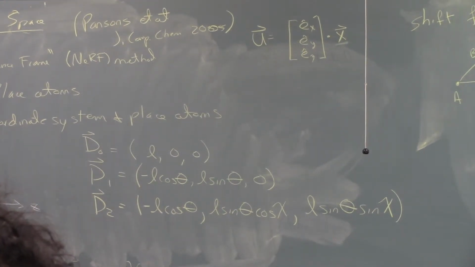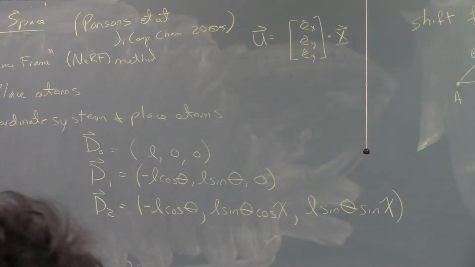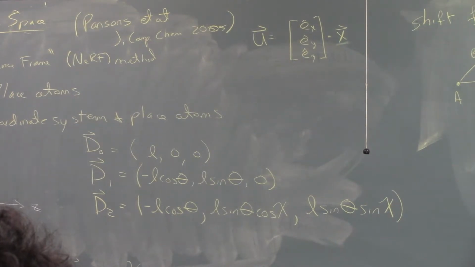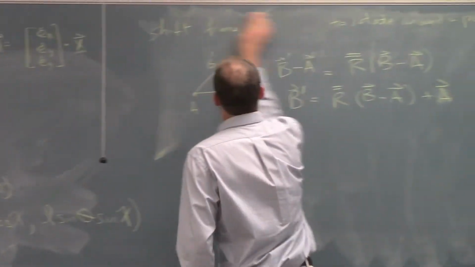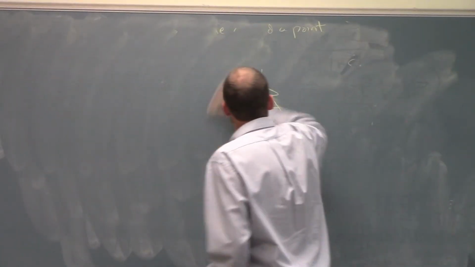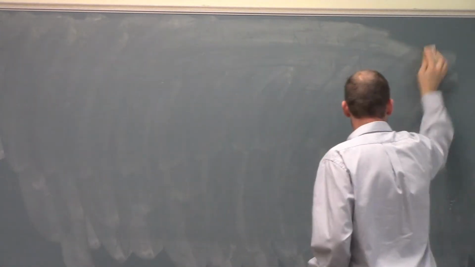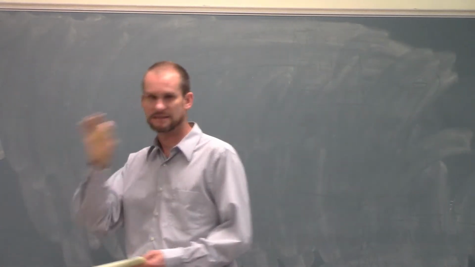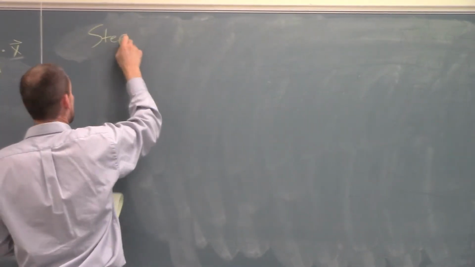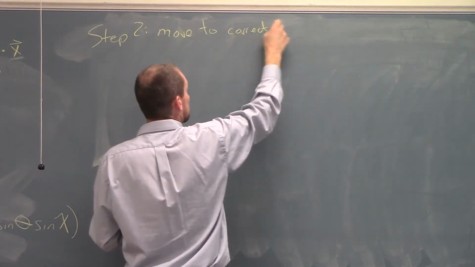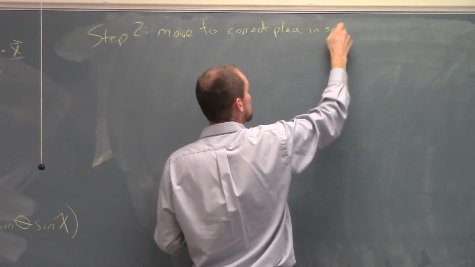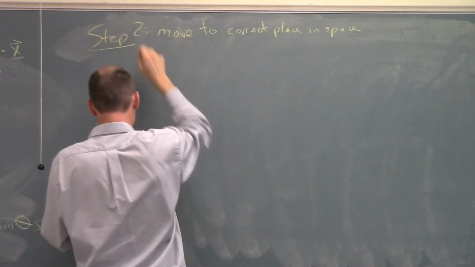Okay. All right, so that's step 1: we took a simple coordinate system and we put the atoms in a simple coordinate system for placing D. Now step 2 is, it's probably not the case that our C alpha atom was at the origin. It's probably somewhere out in space, so we're going to have to take that C alpha and go back along the backbone and place things where they go. So step 2 is move to correct place in space.